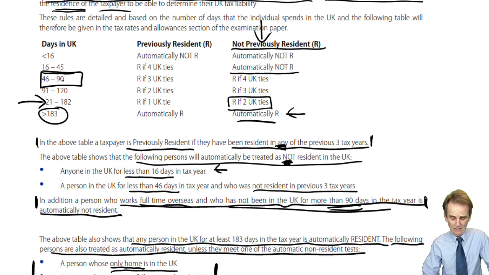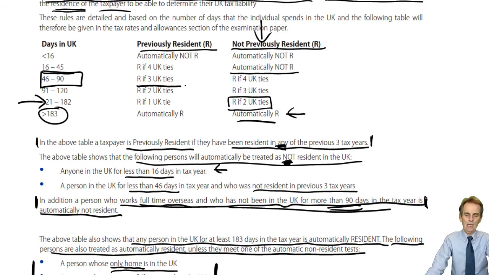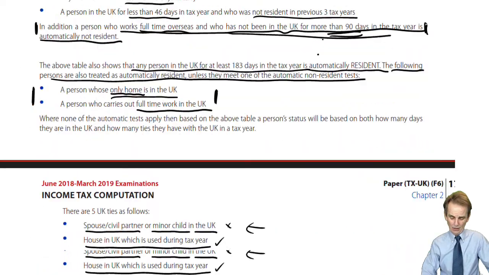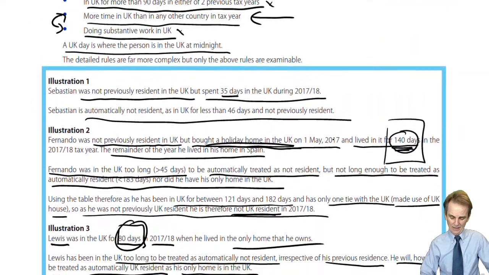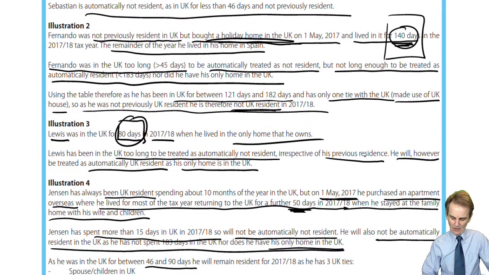He's been in the UK for 46 days or more. He hasn't been in the UK for 91 days. It is that criteria. He was previously resident, so he'll be resident if he has 3 UK ties. Now again, without you looking at the answer, just think now, look back at the information provided to you. Does he have at least 3 UK ties? If he has such 3 UK ties, then he will be classified as UK resident. If he doesn't, if he only has 1 or 2, then he'll be not resident.